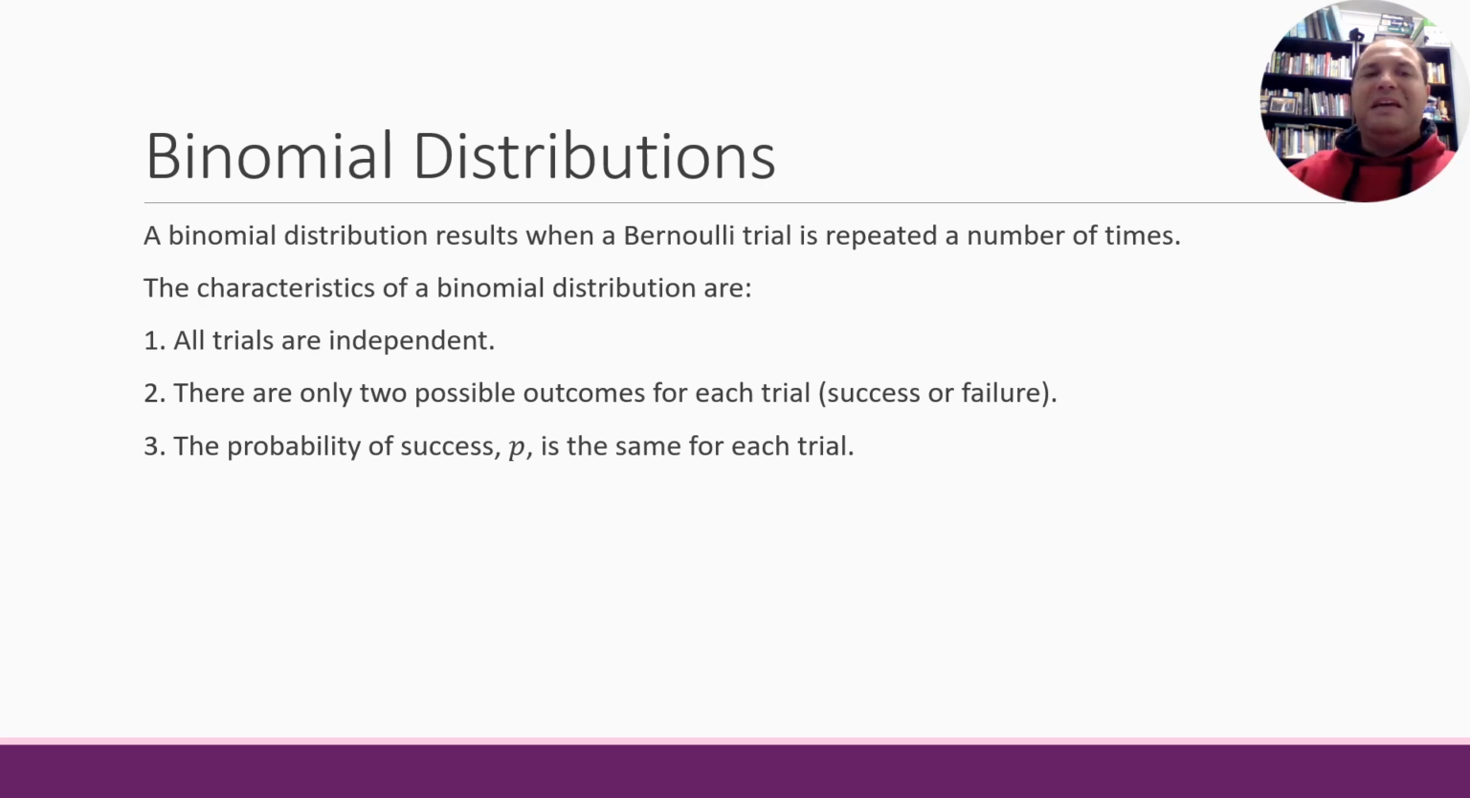Okay, that's the first thing. Second thing, there still need to be only two possible outcomes. It's a Bernoulli trial, repeated over and over again, so each trial should only have two possible outcomes, and the probability of success must stay the same.